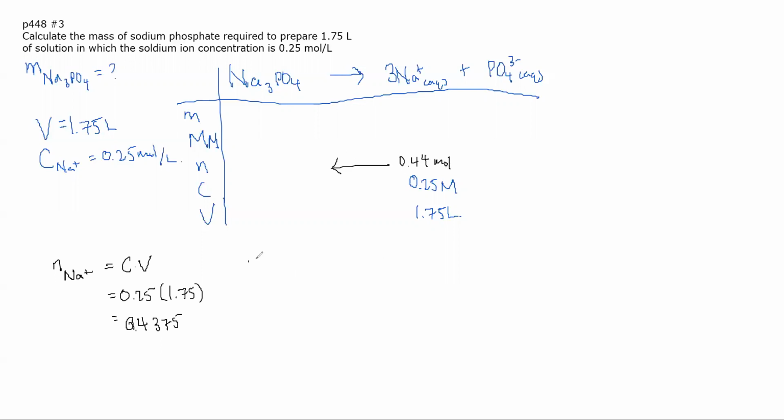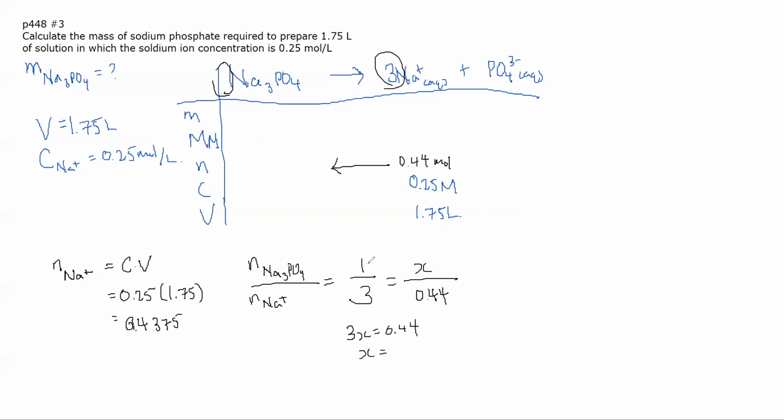Mole ratio, the number of moles of what I want to the number of moles that I have is equal to 1 to 3. If that's the case, how many moles of sodium phosphate do I actually need? If I have 0.44 here, 3x is equal to 0.44, x is equal to 0.146 repeating, which is basically 0.15 moles. This is 0.15 moles. All right, let's do the last bit.